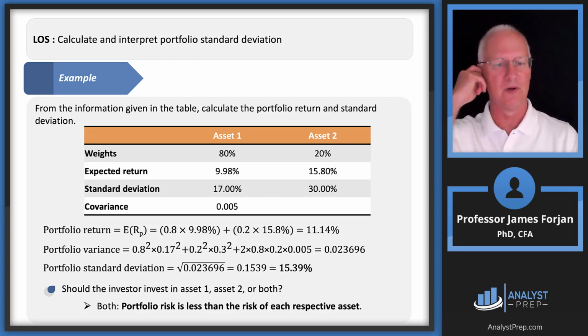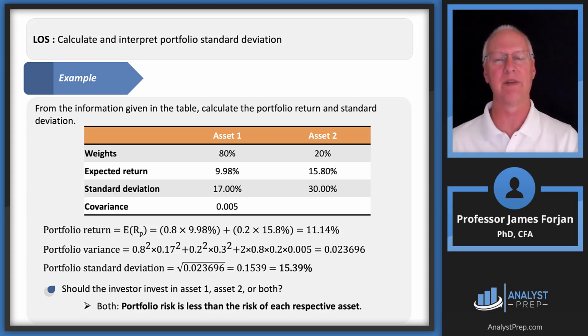All right, so let's do a quick example here. We've got asset 1 and 2, 80% in asset 1, 20% in asset 2. Expected returns are around 10 and 16%. Standard deviations are 17 and 30%. So this is really interesting.